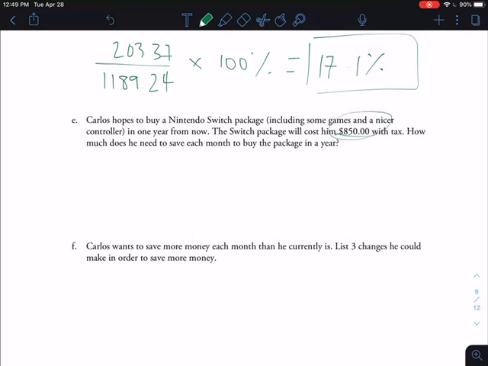Okay, so here we go. We want to buy an $850 item, or package in this case, and we want to know how much to save per month. It means we're going to divide by 12. That's going to tell you how much every month he needs to save. Okay, so I'm just dividing $850.00 by 12 on my calculator, and that gives me $70.83 per month.